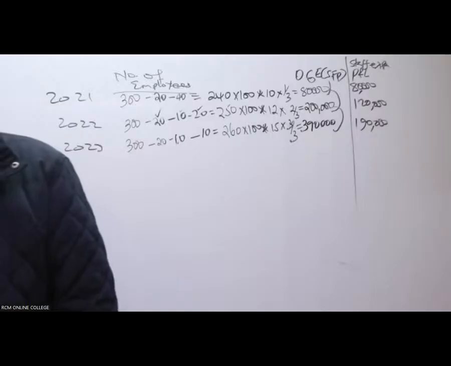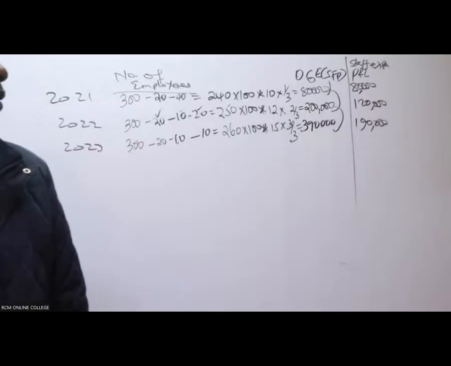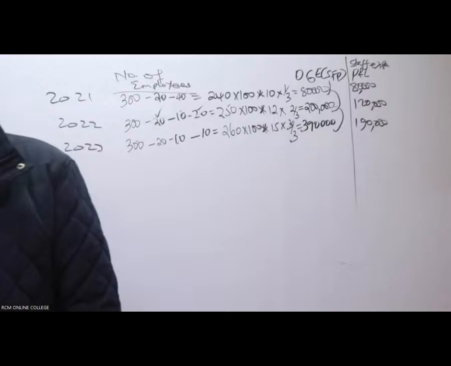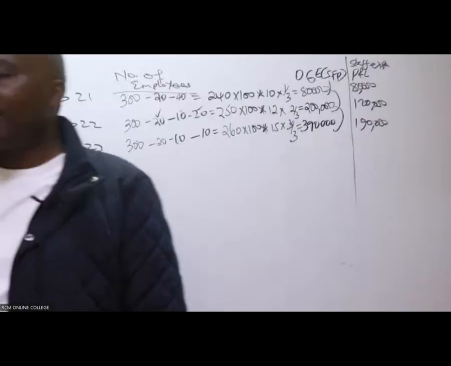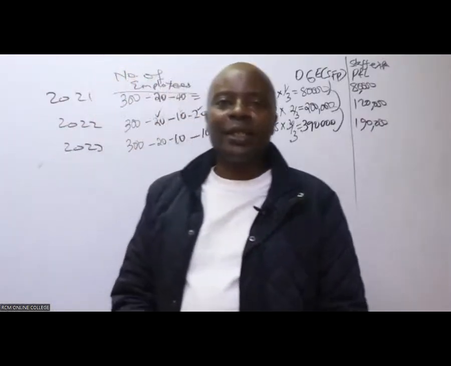So then you can see, ladies and gentlemen, from this, although it's poorly arranged, the expense here, the first one should be 80. The second one should be 120. And then the last one is 190. So that is it.